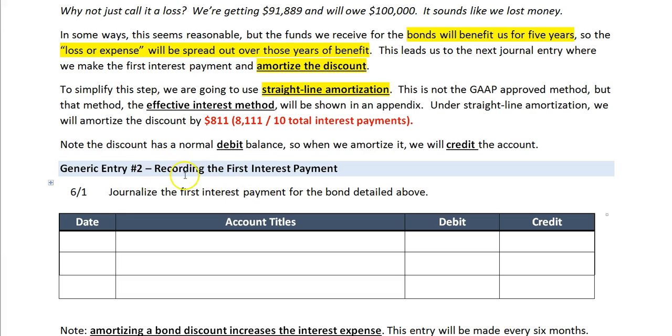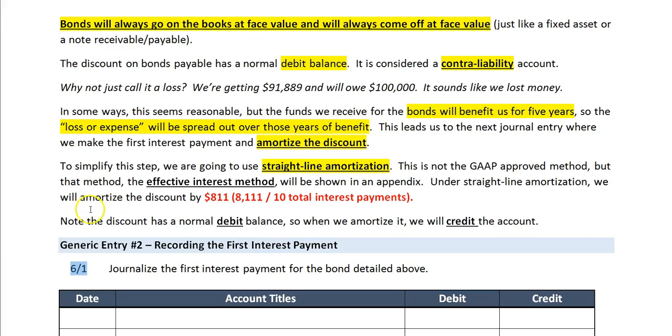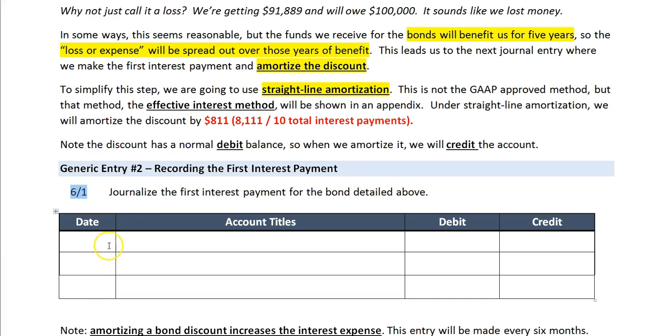Alright, so now we're going to jump forward 6 months into the future. We're no longer on January 1st, we're 6 months into the future. And we're going to journalize the first interest payment that needs to be made. So we issued these bonds, so we're going to have to pay cash. We're paying the first interest payment.